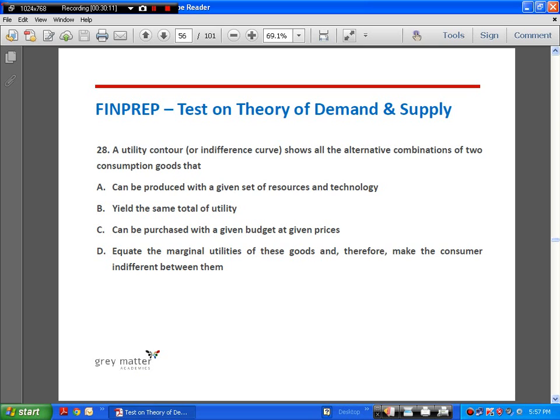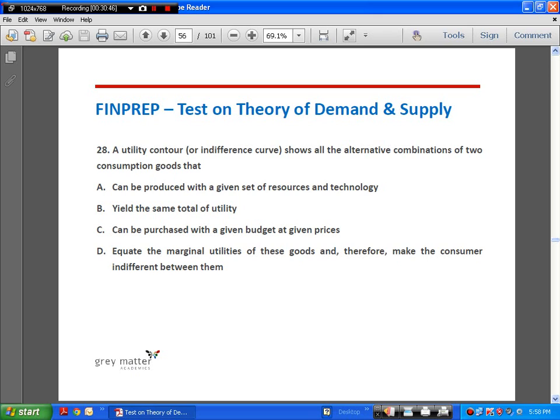28th question. A utility contour or indifference curve shows all the alternative combinations of two consumption goods that can be produced with a given set of resources and technology, yield the same total of utility, can be purchased with a given budget at given prices, equate the marginal utilities of these goods and therefore make the consumers indifferent between them.